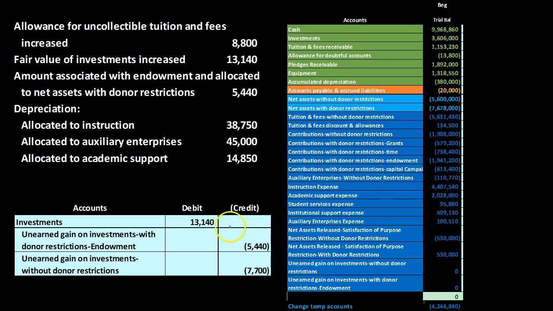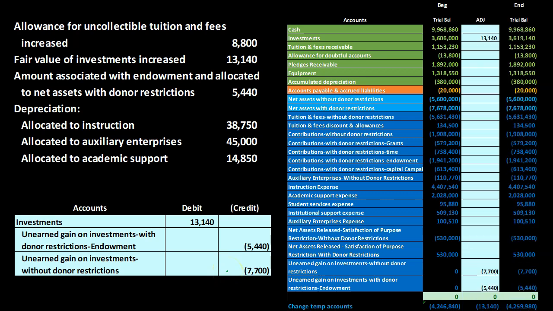Therefore, we're going to say part of that $13,140 that we got is going to go increasing the gain on the unearned gain. However, it will be restricted with regards to an endowment. So we're going to put that into a revenue account with a restriction. Then the rest that is not restricted, we're going to put into the unearned gain without donor restrictions. That's going to be the other component of the credit.